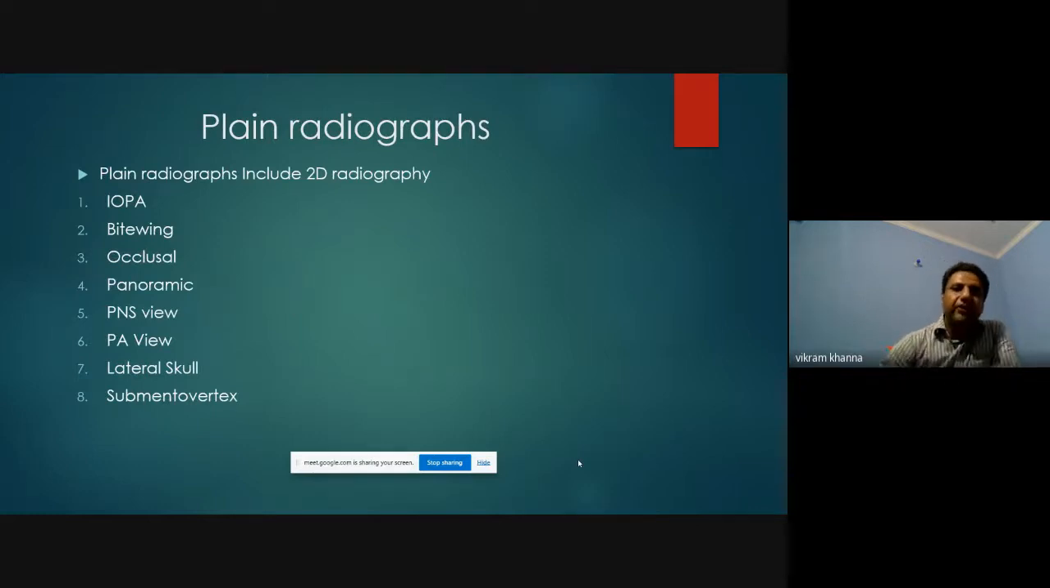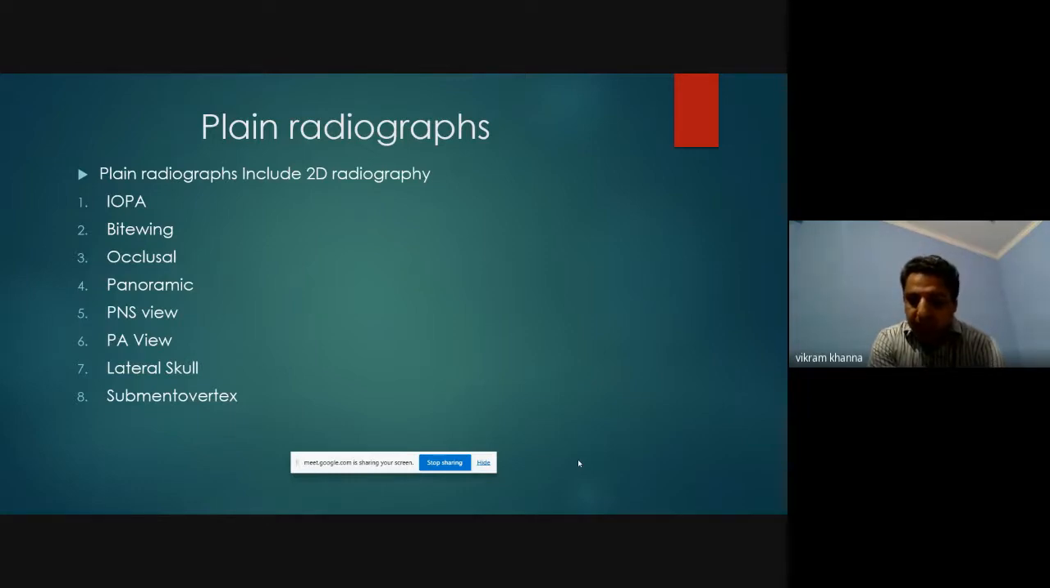So what are the plain radiographs which might be used for a dentoalveolar fracture? IOPA, bite wings, or occlusal can be used for mandibular or maxillary fractures. Panoramic view, PNS view, posterior view, lateral skull, submental vertex. These are some of the extra oral views which can be taken for surgery when there was no 3D imaging.